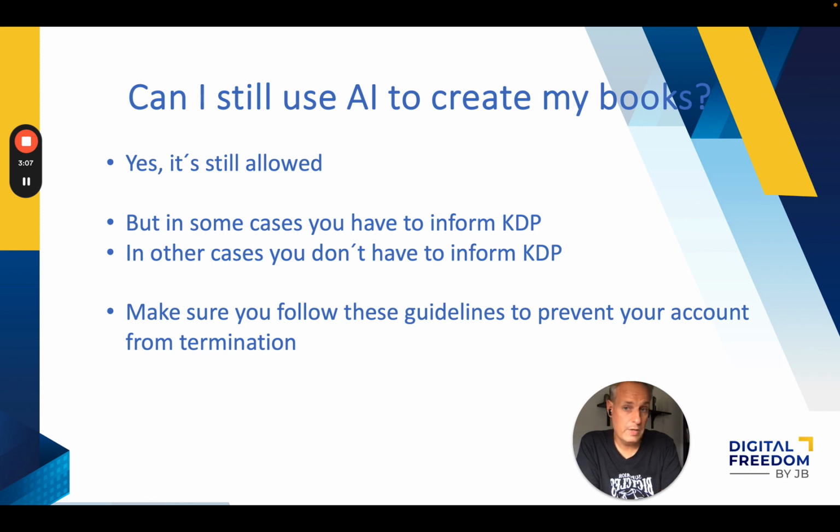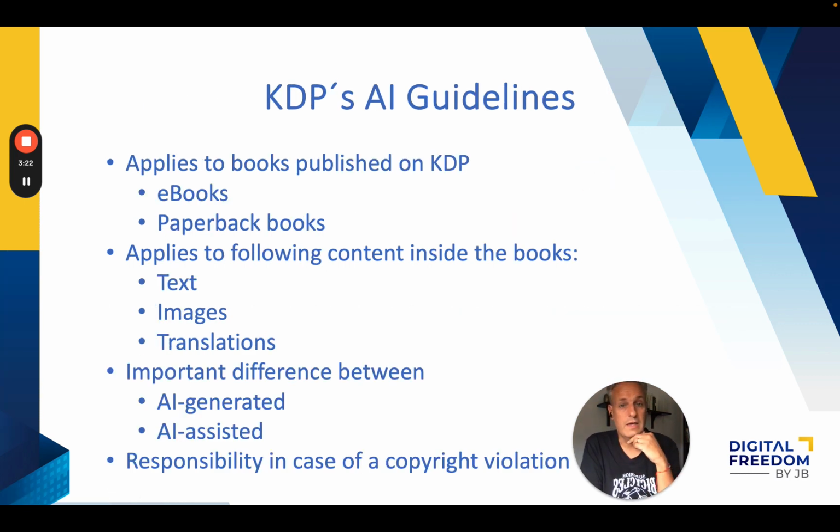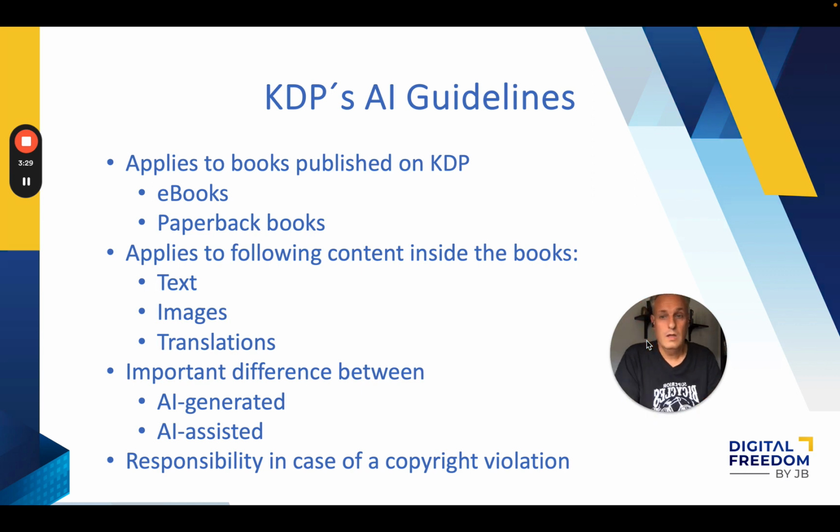But in some cases you have to inform KDP, in other cases you don't, and you really want to make sure you follow the KDP guidelines to prevent your account from termination. Of course, you don't want to lie to KDP. So the KDP's AI guidelines apply to all books published on Kindle Direct Publishing, so both ebooks and paperback books, and they apply to the following content inside your books: text, images, and translations. So, if you have an English book and you want to translate it to Spanish and use ChatGPT, then you have to inform KDP about that. More on that later. But now it's really important that you understand the difference between AI generated and AI assisted and the responsibility of this all.